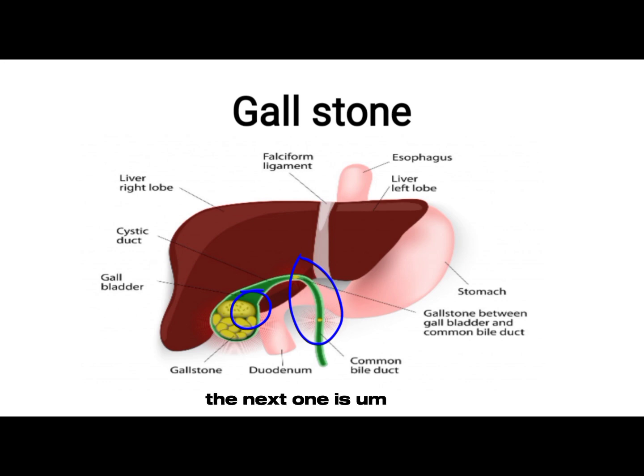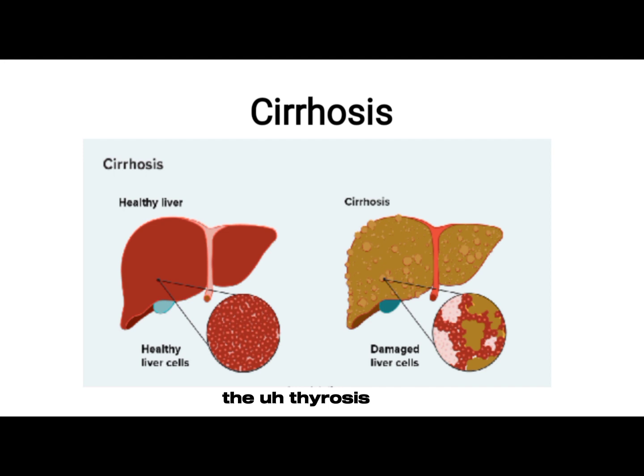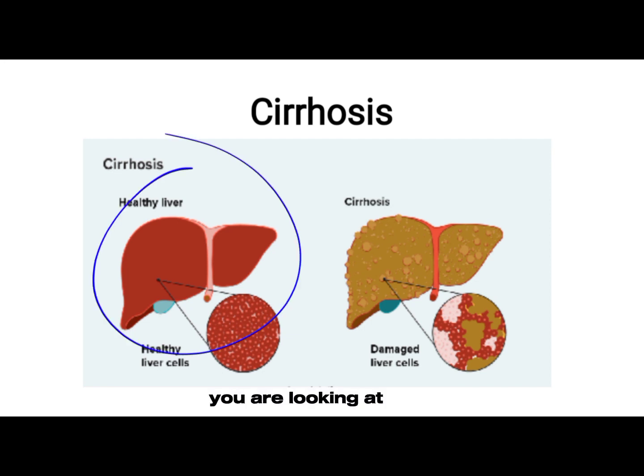The next one is cirrhosis. Cirrhosis is usually a disease condition of the liver in which the liver tissue gradually changes from being soft to being very hard, or fibrous. You can see the picture of the liver you are looking at here looks soft. Look at what you have here. It looks very rough, hard. And this could be as a result of excessive consumption of alcohol. When a person consumes alcohol excessively, it could result in cirrhosis of the liver.